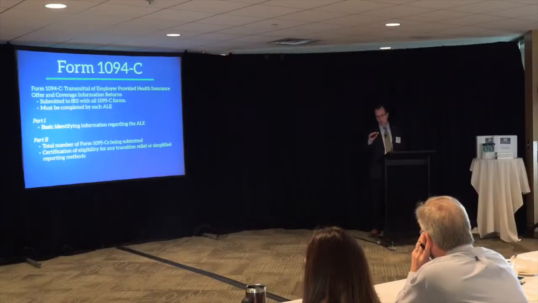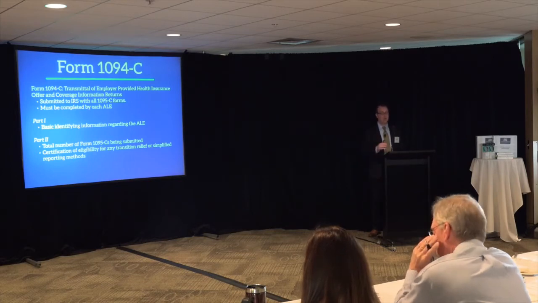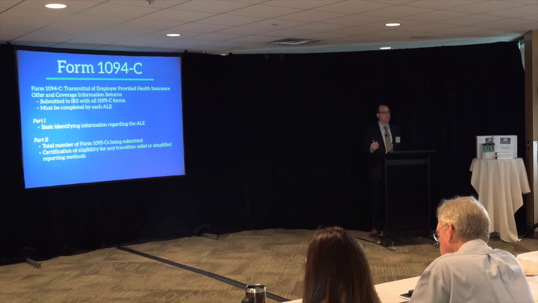This part also contains a section where a representative of the employer needs to attest under penalty of perjury that he or she has examined the transmittal form, as well as each of the 1095-C forms attached with it, and that they believe those contents to be true and correct. So this really reinforces the need to ensure that we have accurate information. Part 2 also includes a section where employers can certify whether they are receiving or are eligible for any alternative simplified reporting or transition relief, and I'll talk about those in a little more detail later.